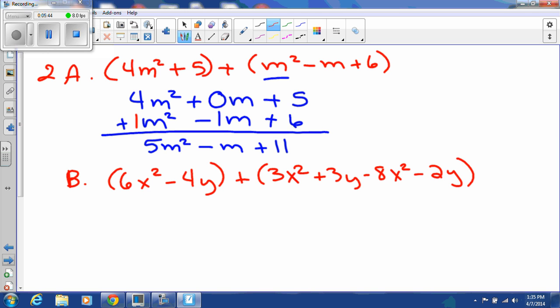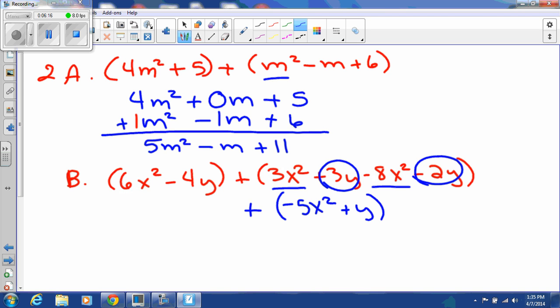Before I begin adding the first polynomial to the second one, I noticed that my second polynomial has like terms within it. So I'm going to clean that up first. I have 3x squared minus 8x squared, which becomes 3 minus 8, or negative 5x squared. I have a positive 3y minus 2y. 3y minus 2y is just plus y.